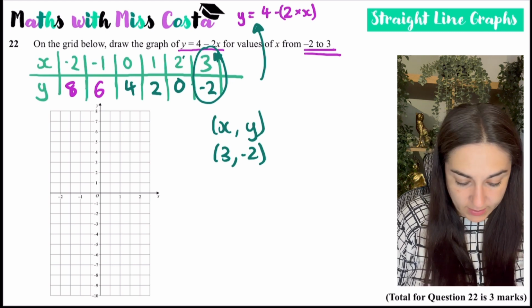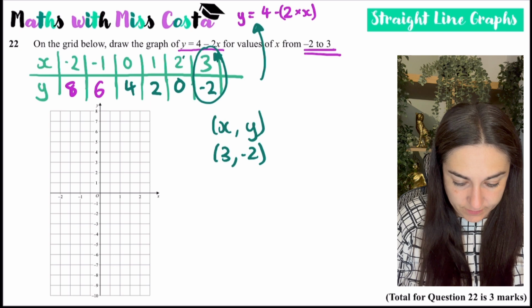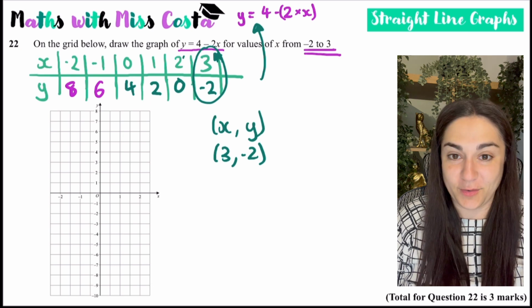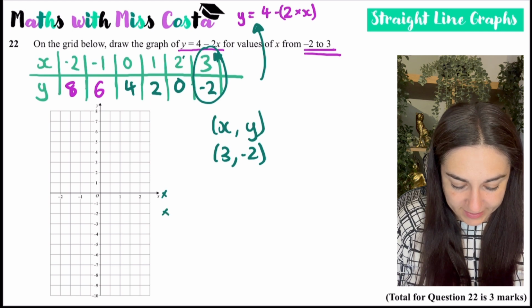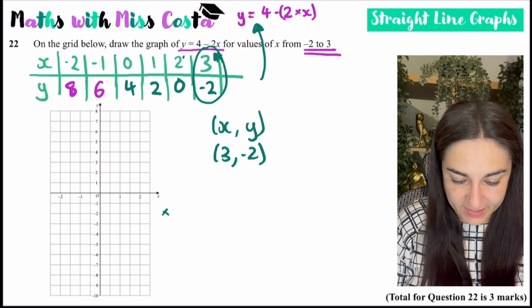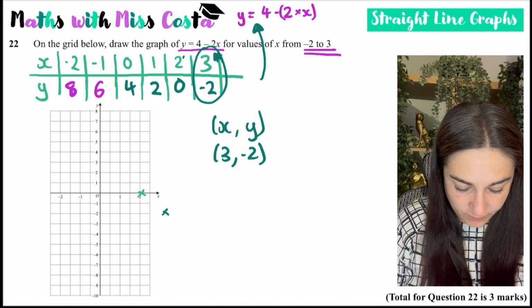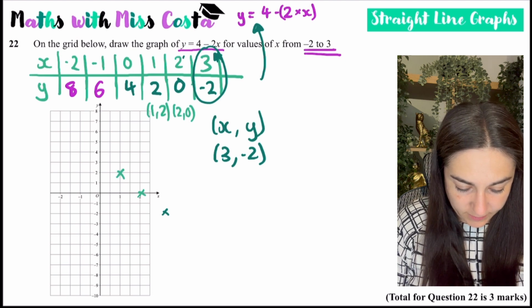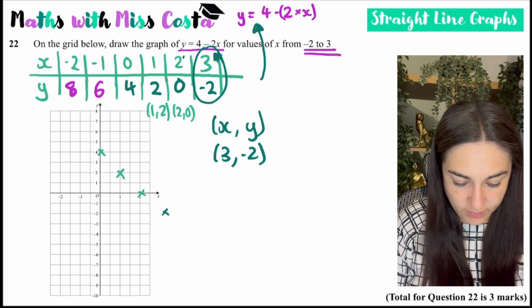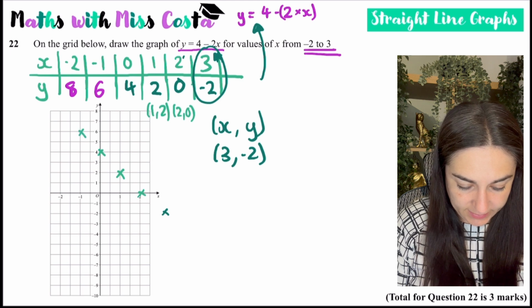So I go along... well, that's annoying because the graph doesn't go to 3, but never mind. So we're going to ignore that one. But if it did go to 3, we'd go 3, -2 over here. Anyway, next, 2, 0 would be over here. So this coordinate would be 2, 0. This one would be 1, 2, and so on. So 1, 2, 0, 4, minus 1, 6, and minus 2, 8.